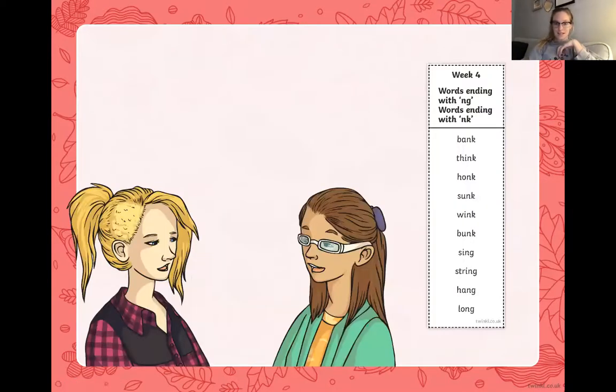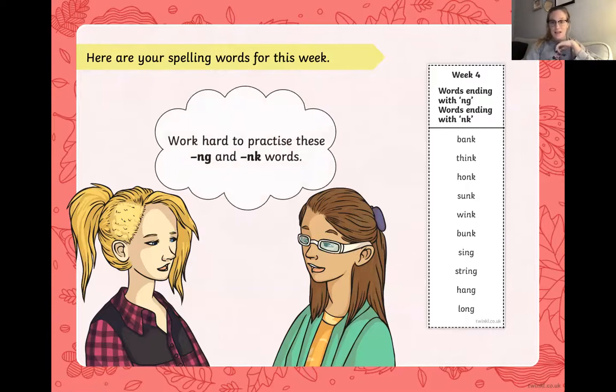Fantastic. Right. So here are our spelling words for this week that we're going to practice. And remember, all of our spelling words this week have either the ink letter string or the ing digraph in them. So let's have a little read through our list, and I'd like you to have a go at practicing with writing them down.